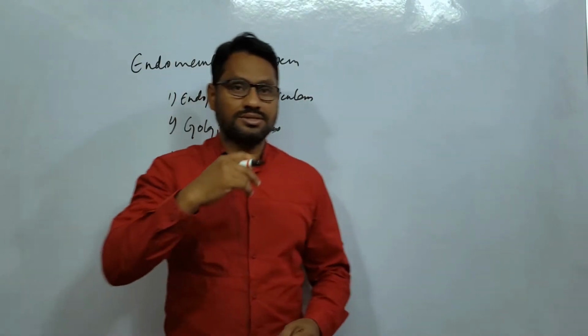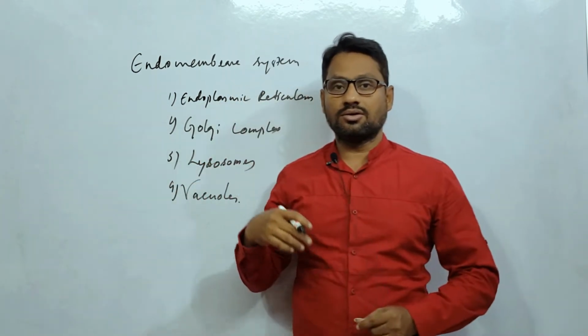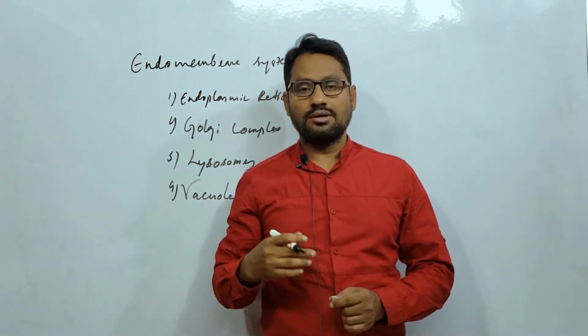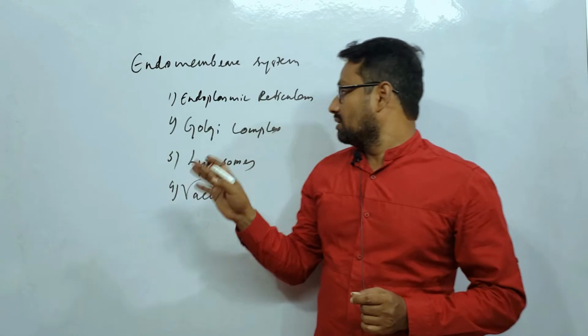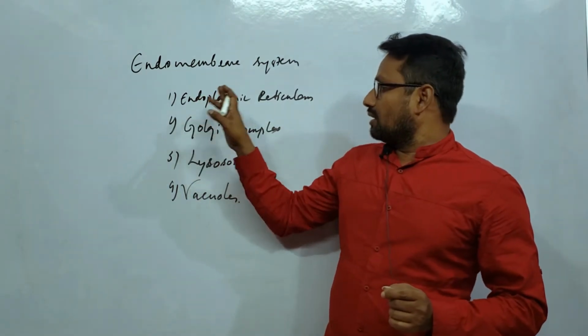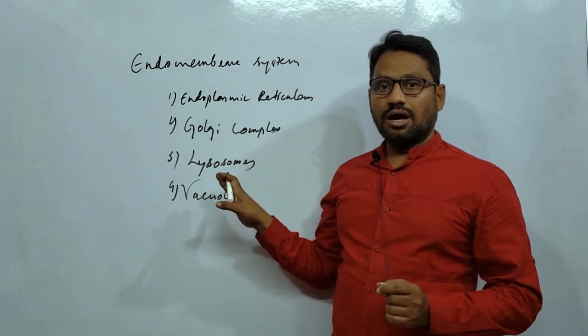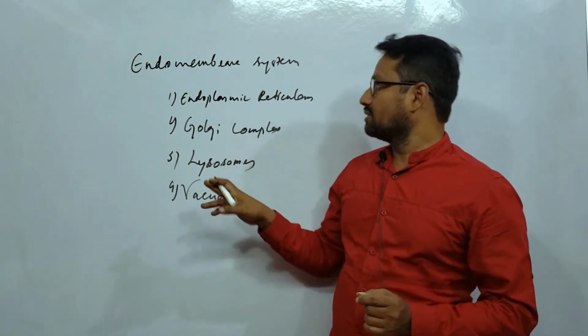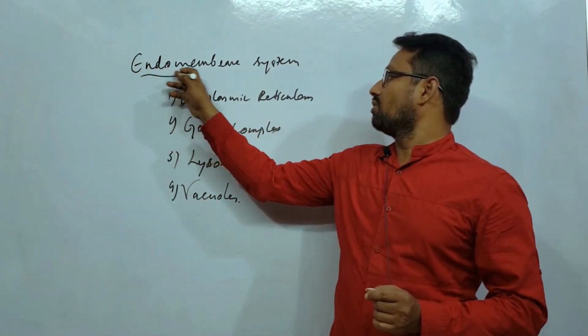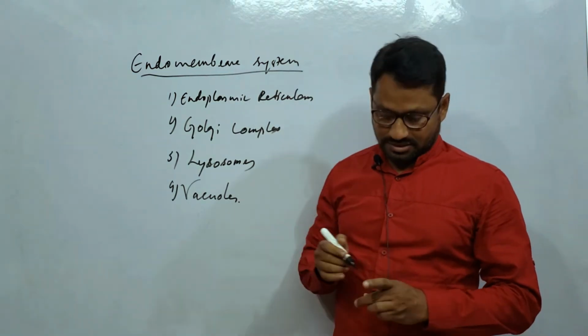In the endomembrane system, why are we not discussing other organelles such as mitochondria, chloroplast and so on? Because in function, these four organelles are coordinated. Hence, in the endomembrane system we are not discussing any other organelles.